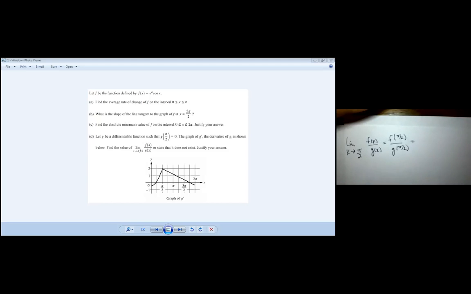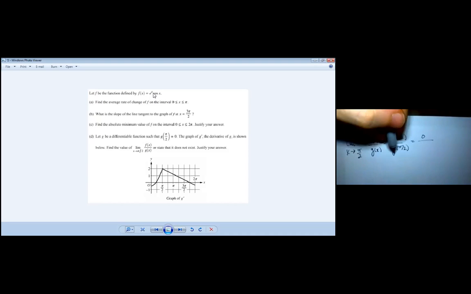What's f of pi over 2? That would be 2. Oh, wait, sorry. I was looking at the graph, my bad. Yeah, f's the function up top, g prime is the function on the bottom. So then that's just 0. Okay.